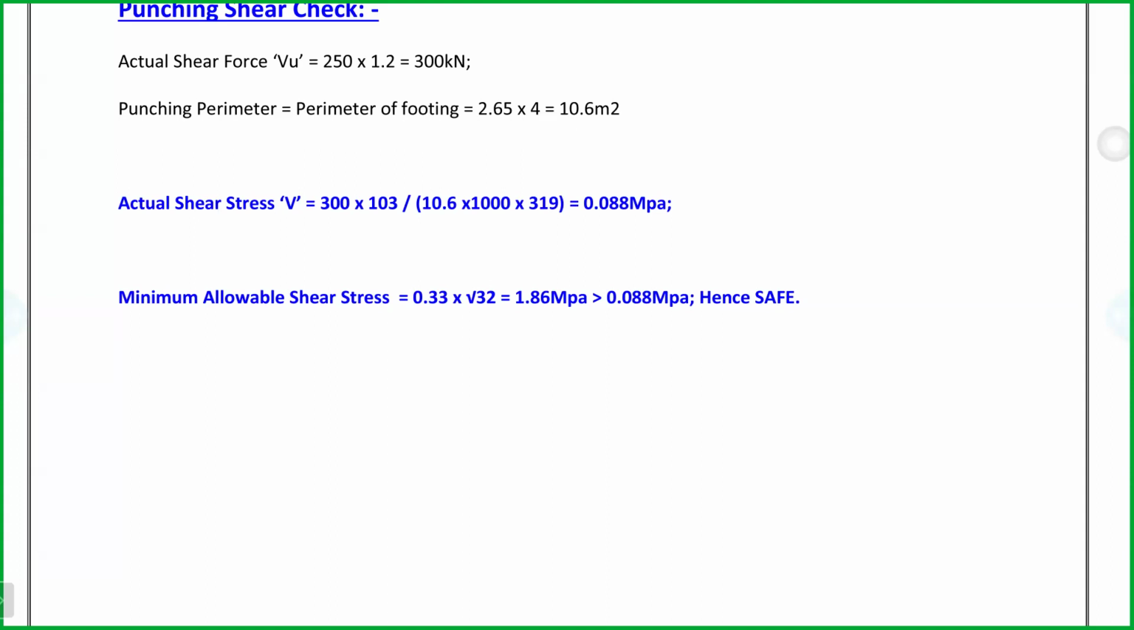Because I don't want to give you anything that you have an idea about. We assume something. I want to show something which is as per code, what the minimum required thickness is. Code is again giving the guidelines. I don't want to dump too many things.